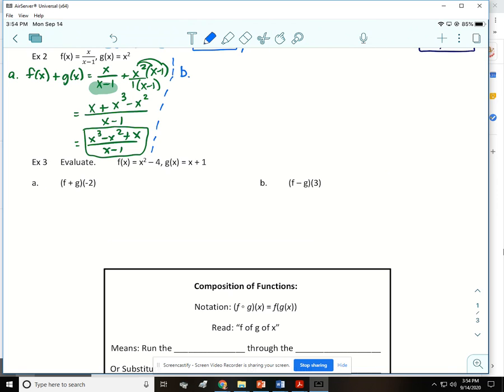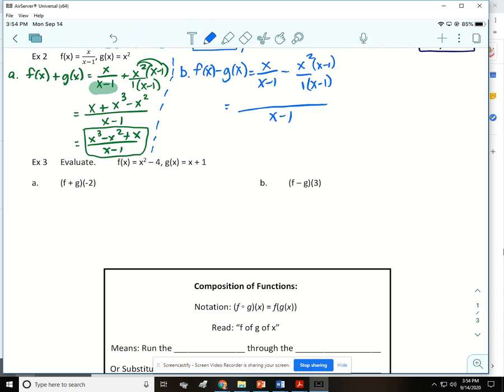Okay, subtraction is going to be extremely similar, and now that we've done the addition, the subtraction hopefully won't be as hard for us because we're going to have the same common denominator. Right, so our common denominator is still going to be x minus 1, so I need to multiply through by that. Since they both have the common denominator, I can make one fraction.